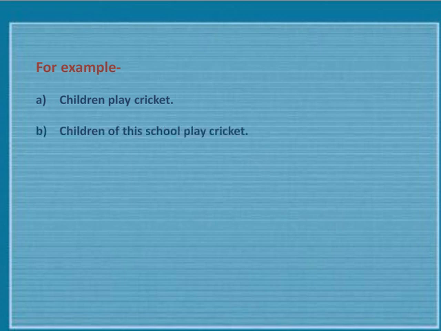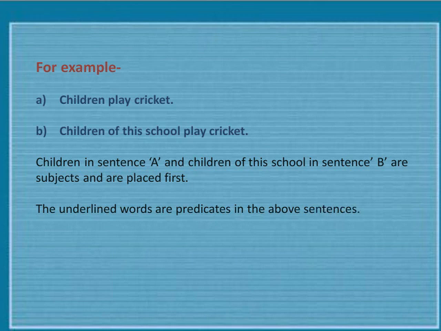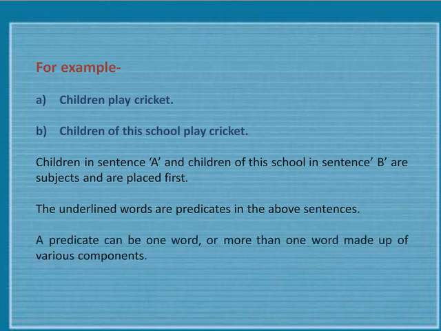For example, A: Children play cricket. B: Children of this school play cricket. Children in sentence A and children of this school in sentence B are subjects and are placed first. The underlined words are predicates in the above sentences. A predicate can be one word or more than one word made up of various components.